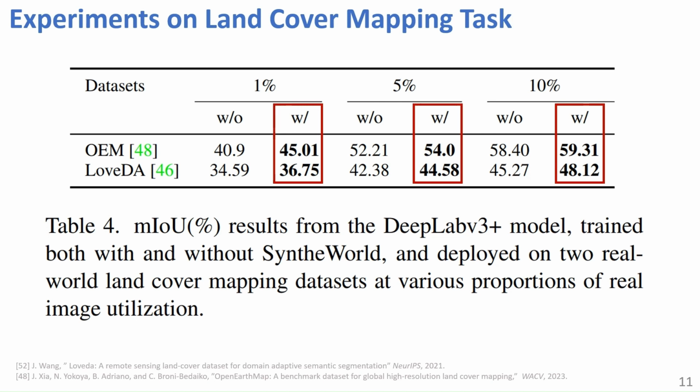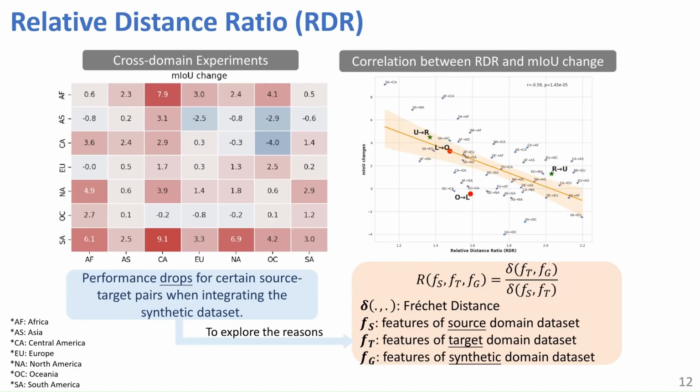It's quite clear that for two large-scale real-world remote sensing datasets, training with a mix of SyntheWorld and a small amount of real data yields better results than using real data alone. For the land cover mapping task, we also conducted some cross-domain experiments besides dataset level ones. We divided the OpenEarthMap dataset into 7 domains based on different continents. We then trained with a mix of each source domain and SyntheWorld, testing on the remaining 6 target domains.